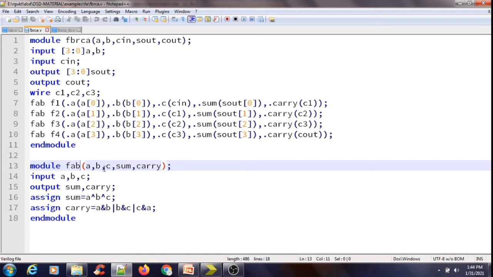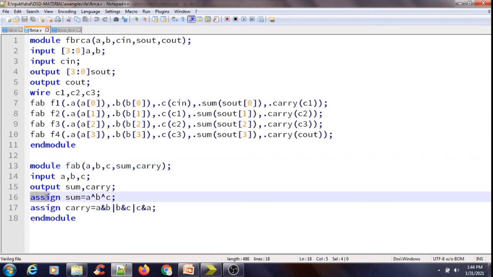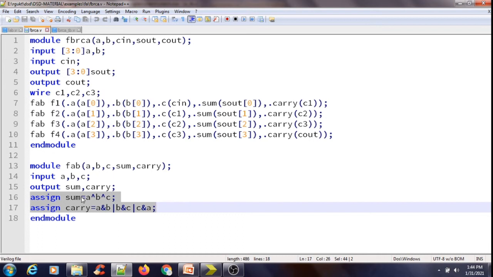In this definition, again A, B, C are treated as single-bit scalar inputs, and sum and carry are the scalar outputs. The internals of the module are written at the data flow abstraction level. So sum equals A XOR B XOR C, and carry is AB plus BC plus CA. This is how we generally complete the definition of the 4-bit ripple carry adder.